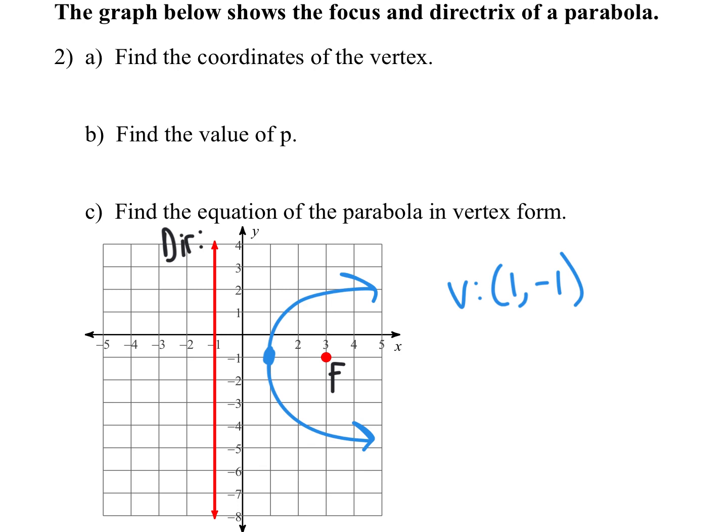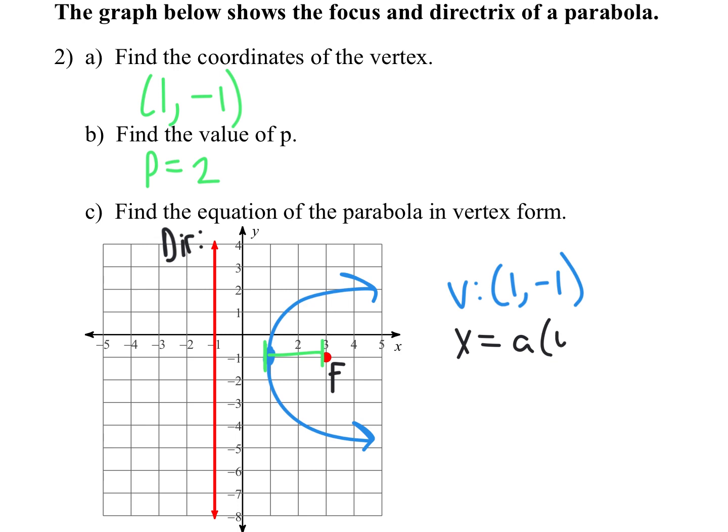Okay, p measures, remember, the distance from the vertex to the focus. So that distance is clearly 2 units. Okay, and we had the coordinates for part A already, again at (1, -1). Okay, now to help us find the equation, this one does open sideways, so it's going to be an x equals equation.